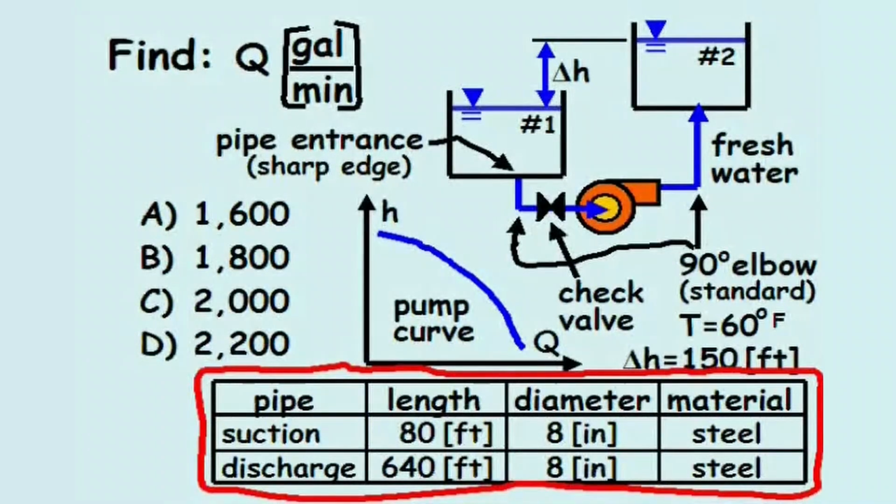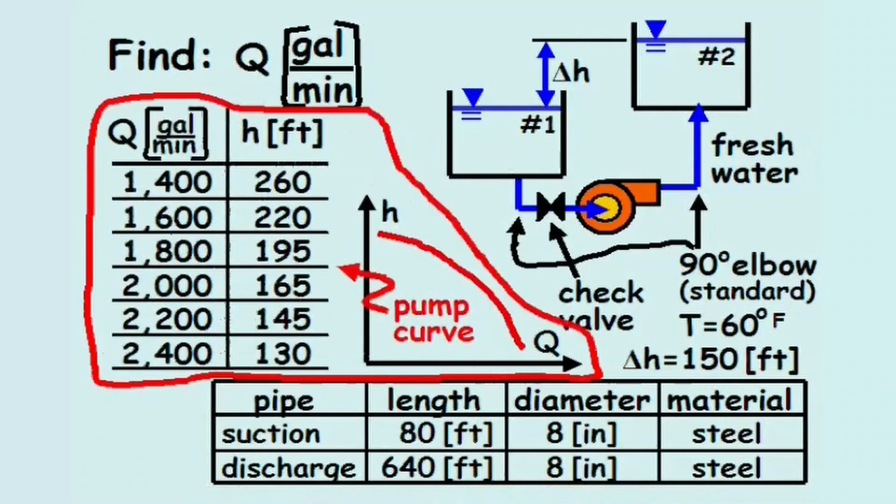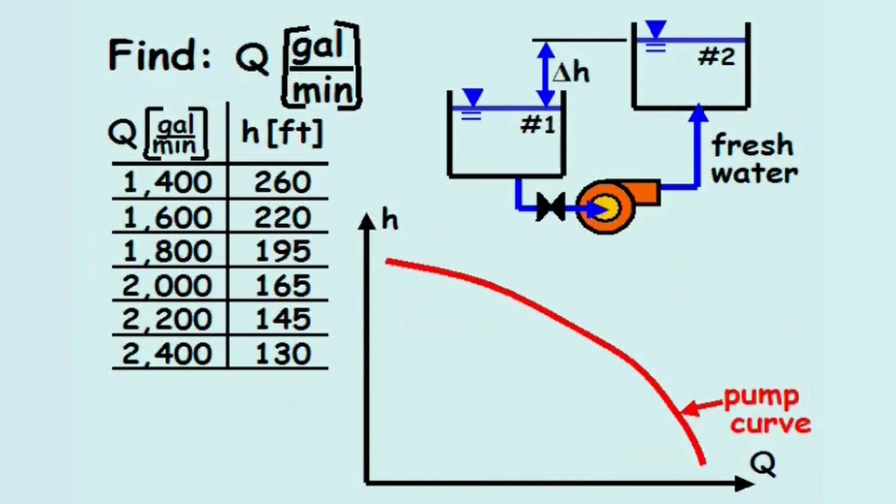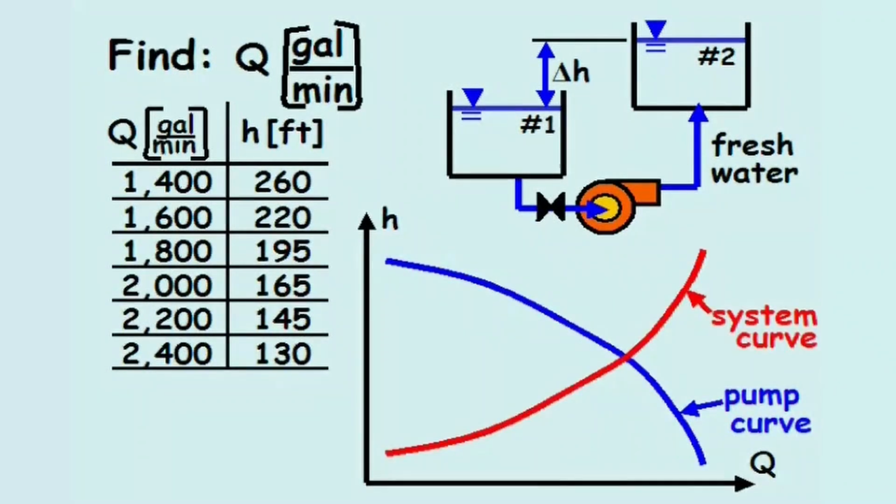Properties of the suction and discharge piping are provided, as well as the pump curve, which has an operating range between 1,400 and 2,400 gallons per minute. Taking a closer look at the graph, the pump curve is plotted against the system curve, and the pump will operate at the flow rate where these two lines intersect.